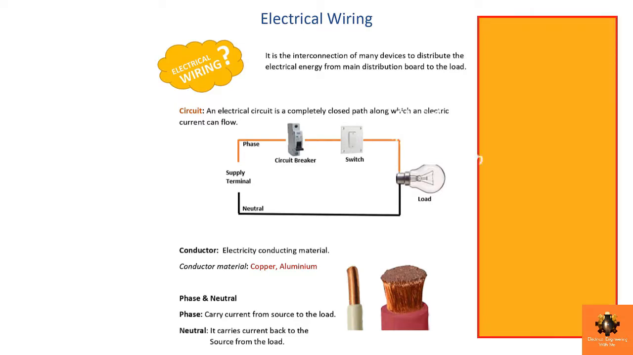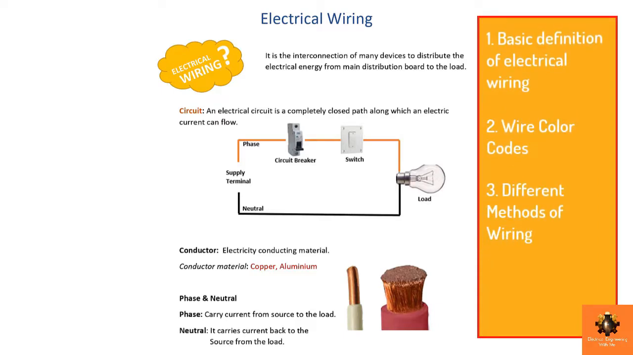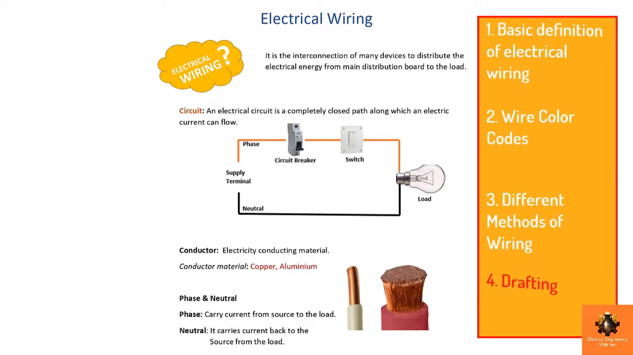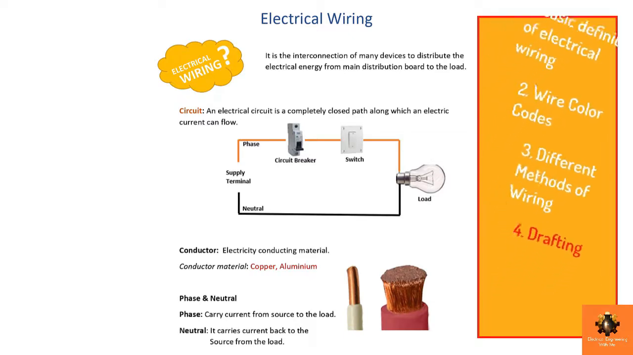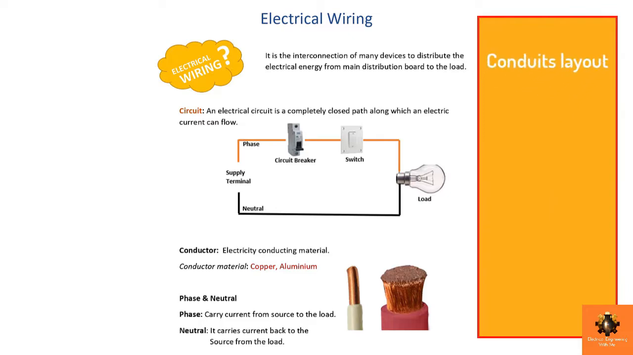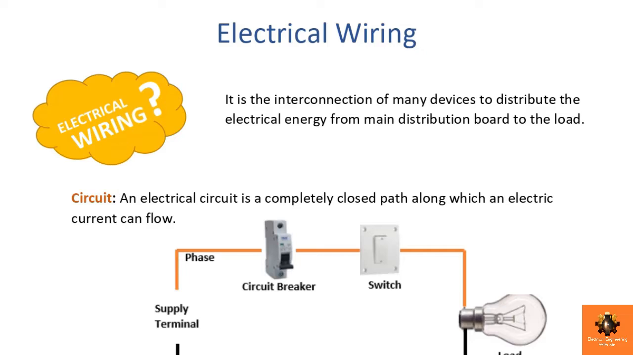First we'll start with the basic definition of electrical wiring, then wire color codes, then different methods of wiring. Then we'll see the drafting of electrical wiring in AutoCAD. And after electrical wiring, we'll also discuss conduit layouts and cable tray layouts. So first, let's start with electrical wiring.